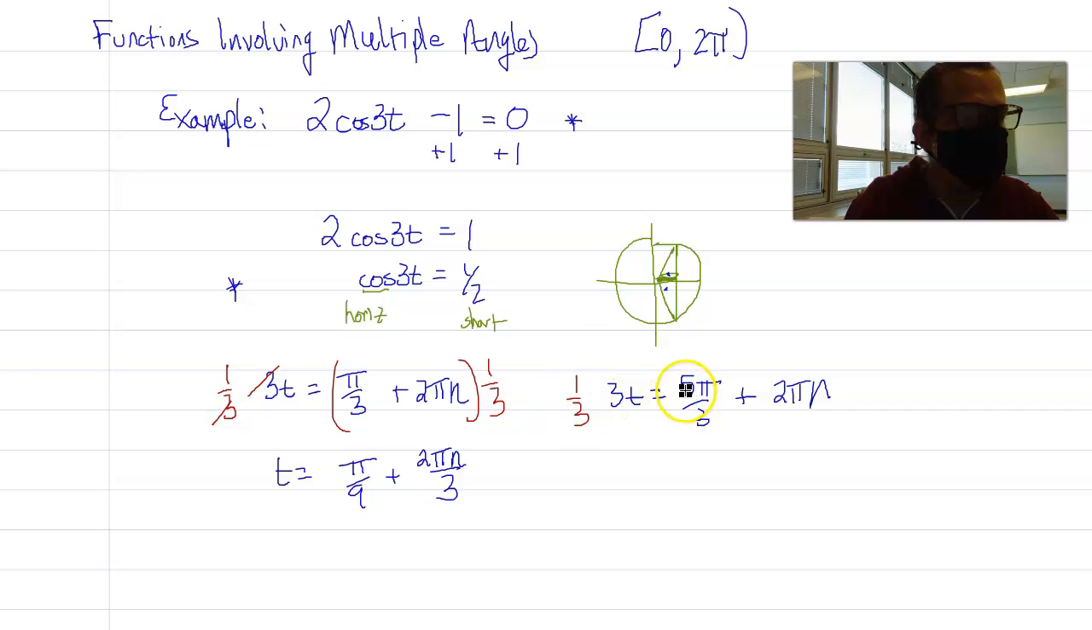So 1/3. These will cancel. And t will equal 5 pi over triple that denominator plus 2 pi n over 3.